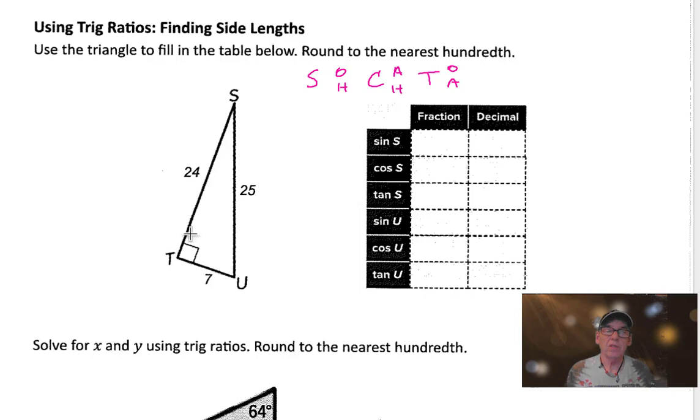So sine of S, here's angle S. Sine is opposite. Now here's hypotenuse. Sine is opposite over hypotenuse, 7 over 25. Cosine, adjacent over hypotenuse, is going to be 24 over 25. Tangent, which is opposite over adjacent, is going to be 7 over 24.